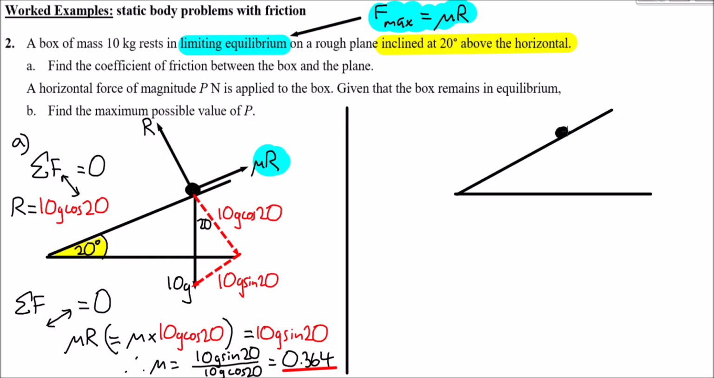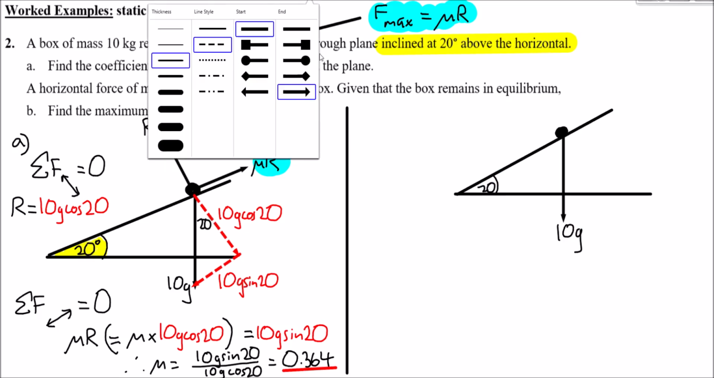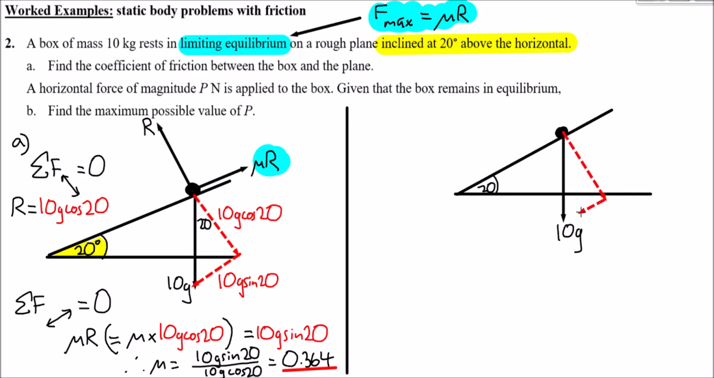So acting down, the weight's unchanged. That's still 10g. The angle's still going to be 20. The components of the weight perpendicular and parallel to the slope will still be the same. That's what I was trying to copy in and failed miserably. So that's still going to be 10g cos 20. Still 10g sine 20. The normal reaction will still be acting away in the same direction, but it may actually change in terms of size. So we can't assume here that it's going to be the same value for R.